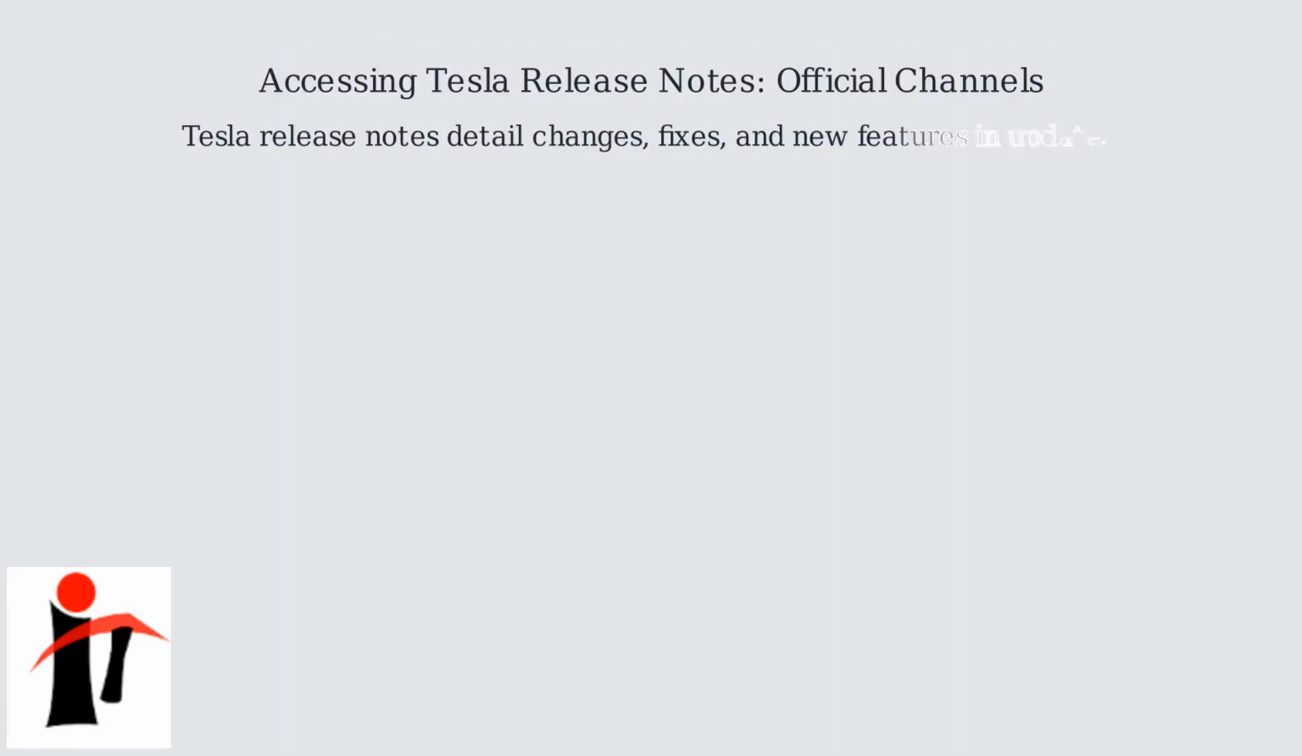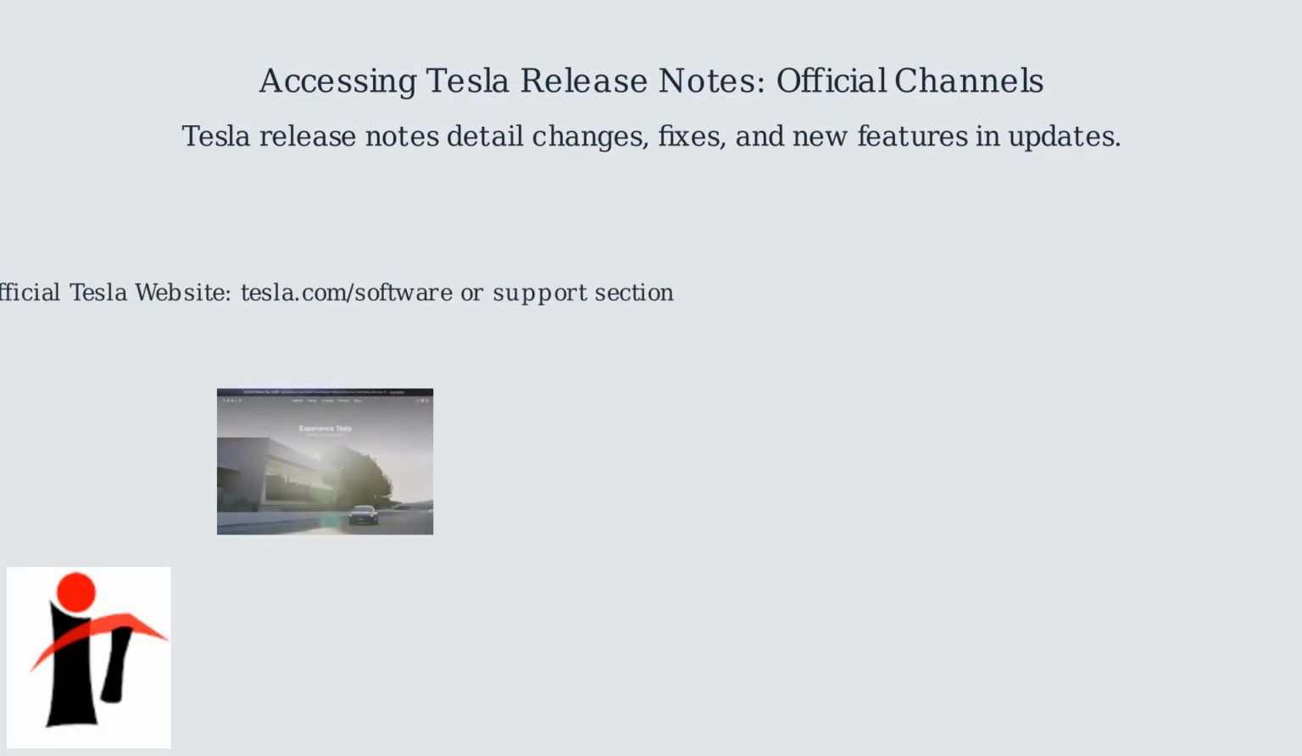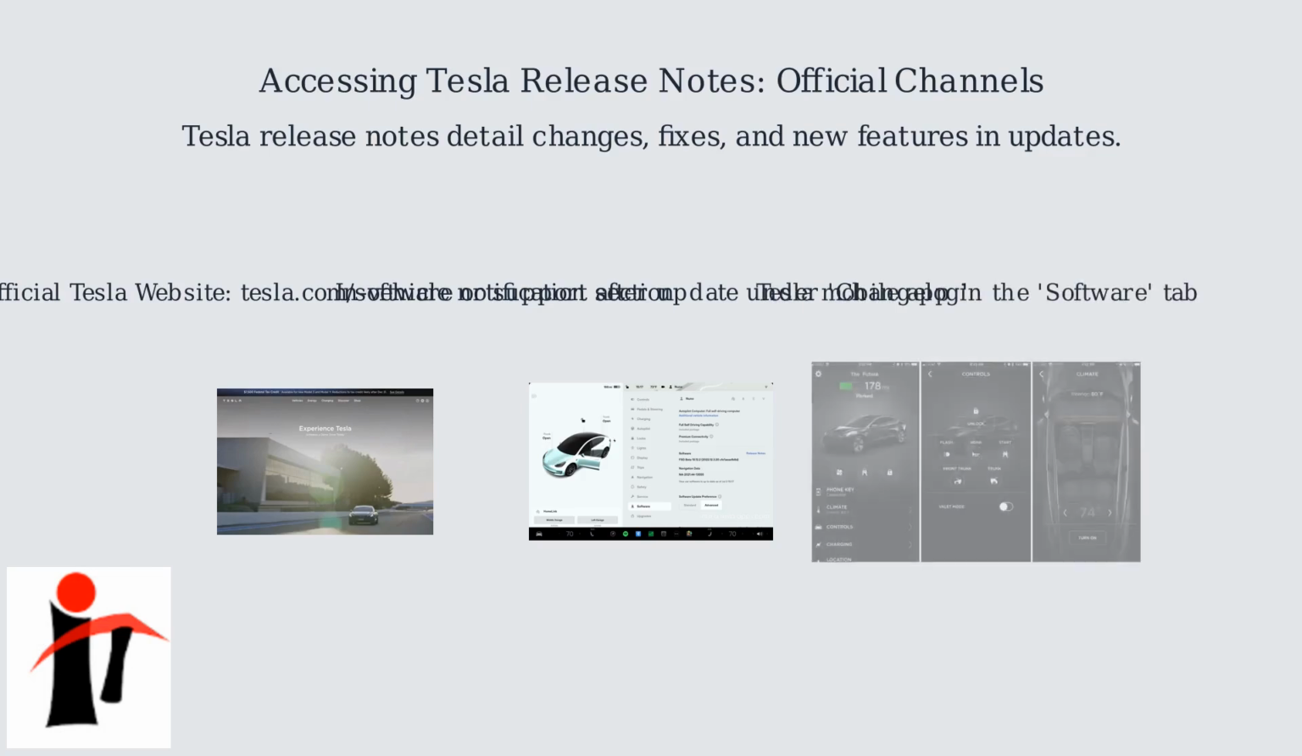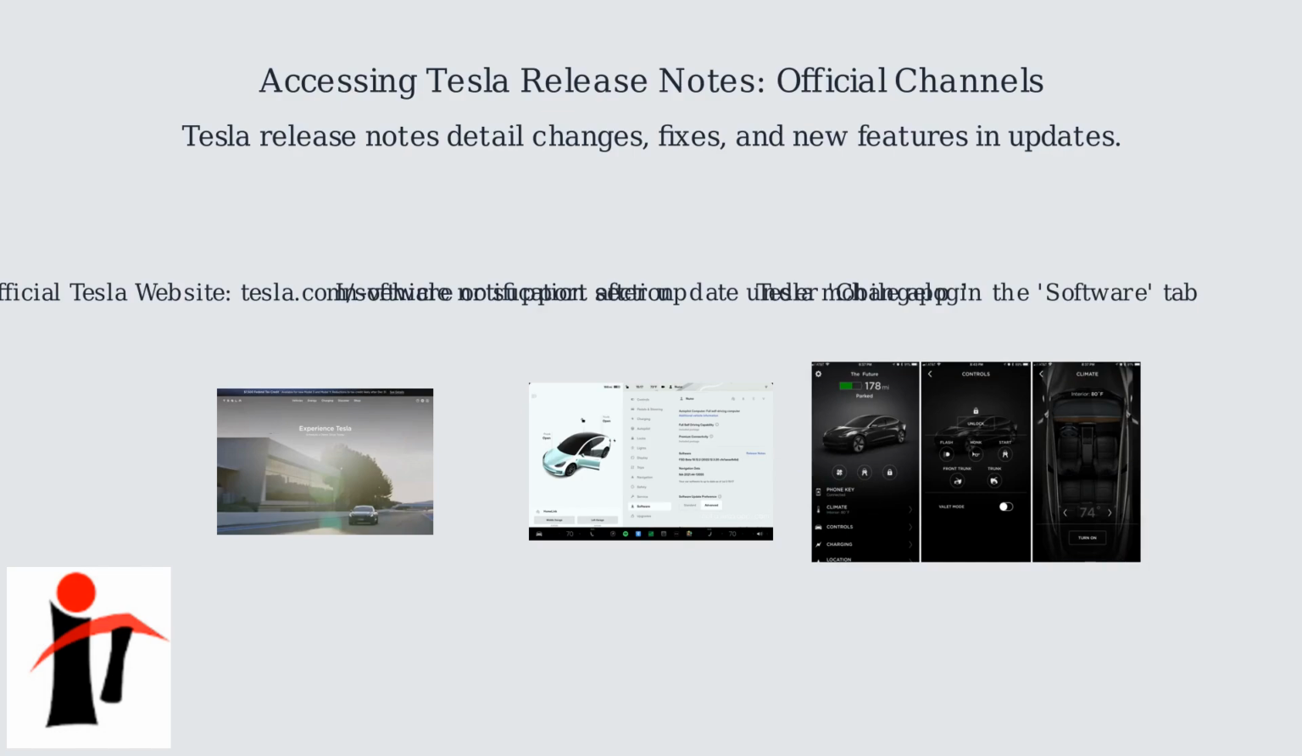Tesla release notes provide detailed information about changes, fixes, and new features in each software update. The most reliable places to access them are through official Tesla channels. First, visit the official Tesla website at tesla.com/software, or the support section for release notes organized by version and model. Second, after an update installs, check the in-vehicle notification on your touchscreen under the changelog section for a summary of what's new. Third, open the Tesla mobile app and navigate to the Software tab to view release notes and check for pending updates.